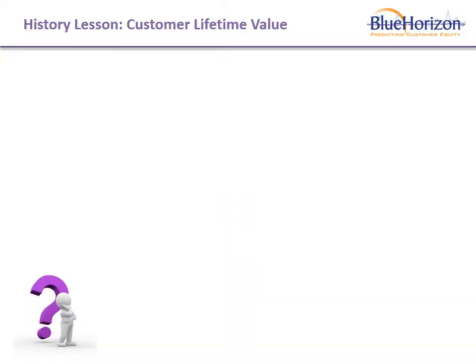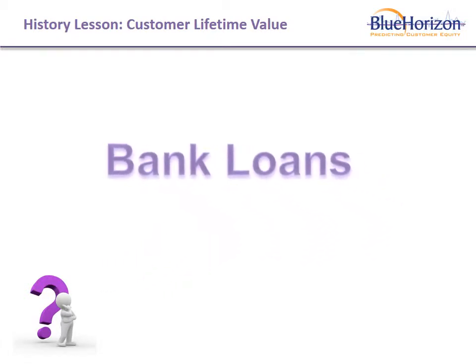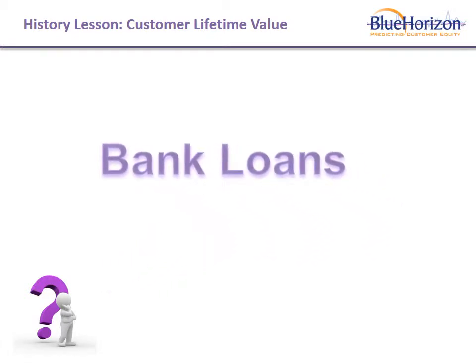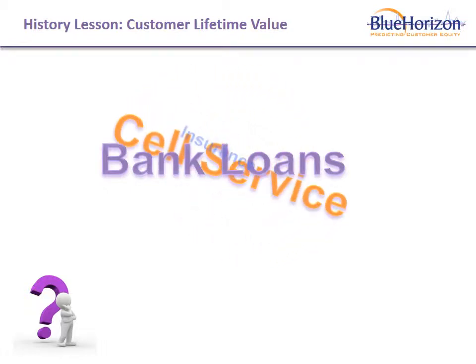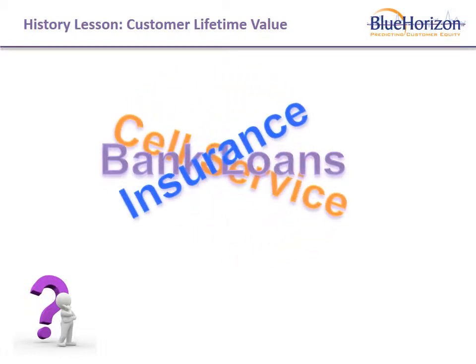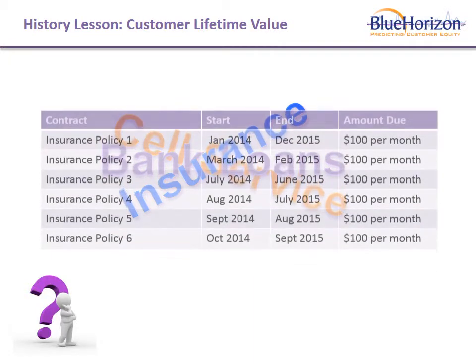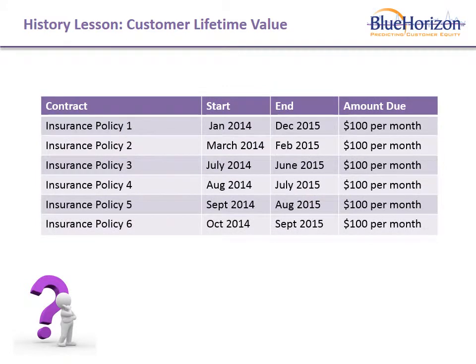Historically, the mathematics to find a customer's lifetime value have been used to determine the future cash flow from contractual services such as bank loans, cell phone services, and insurance policies. Let's look at insurance as an example. Each customer has a contract or a well-defined term with regular payments for the policy. We know when the payments start and end and what the future payment amounts are for the contract. New contracts will be started each month and some will end each month.